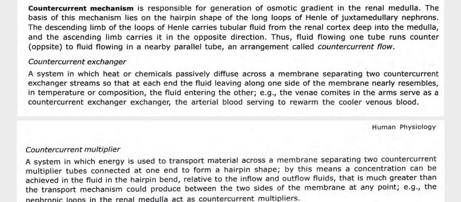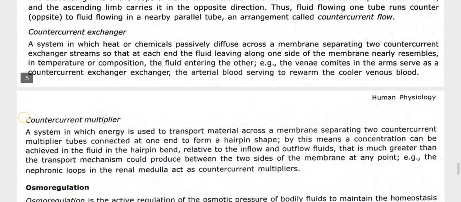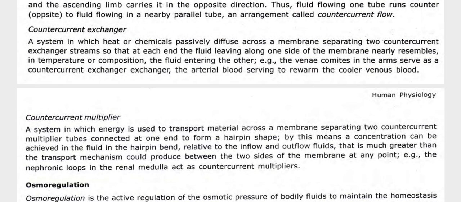Then the countercurrent exchanger, a system in which heat or chemicals passively diffuse across a membrane separating two countercurrent streams, so that at each end the fluid leaving along one side of the membrane nearly resembles the temperature or composition of the fluid entering the other. The venae comitantes in the arms serve as a countercurrent exchanger, the arterial blood serving to rewarm the cooler venous blood.